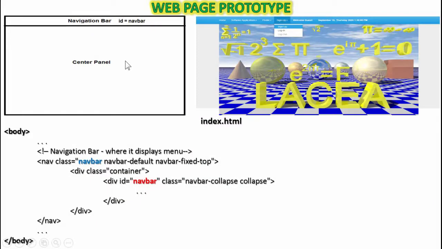Ladies and gentlemen, this is my lecture in our laboratory subject of Systems Integration and Architecture 2. Today I discuss the web-based prototype of the laboratory hands-on activity number 12, entitled Save a Record, Sign Up. Let us focus our attention on the simple design of my web page.